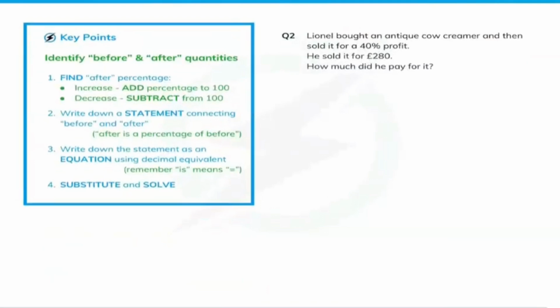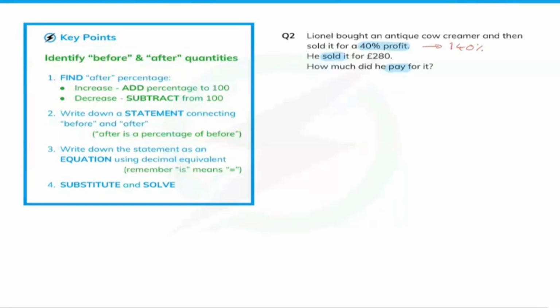So now we have Lionel, and he's buying an antique cow creamer, whatever that may be, and he's sold it for a 40% profit. So he's got the price he sold it for and the price he paid for it. So a selling price and a paid price. And the after percentage, well, it's a profit, so it's an increase, and it's 140%. So it's a 40% increase.